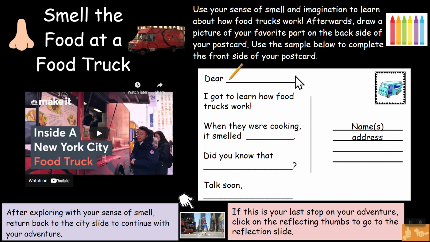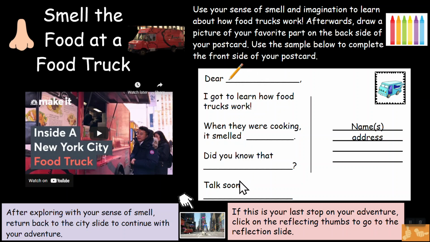Okay, there is an optional part for afterwards. Afterwards, you can draw a picture of your favorite part on the back side of a postcard. Okay, so you can use a piece of paper and pretend that you're writing a postcard to someone. Okay, you can use the sample that's below to help you have ideas for what to write. So again, on the back side, you draw your picture of your favorite part.